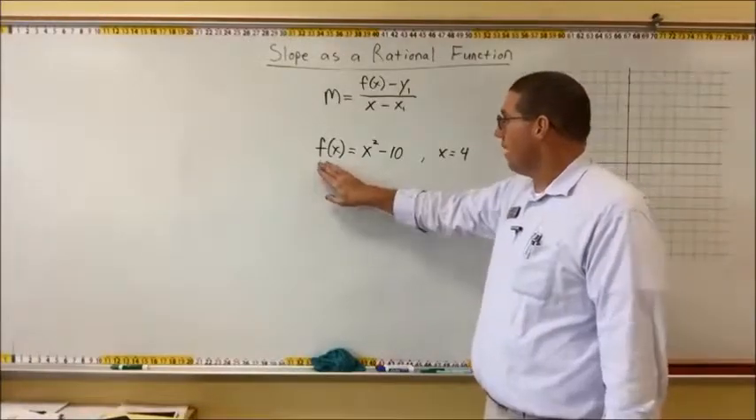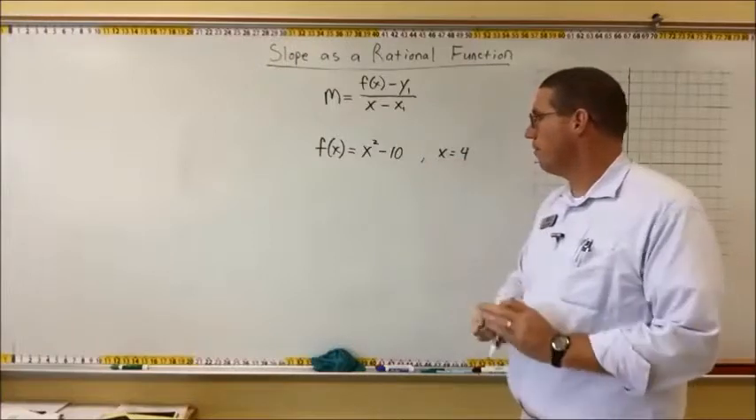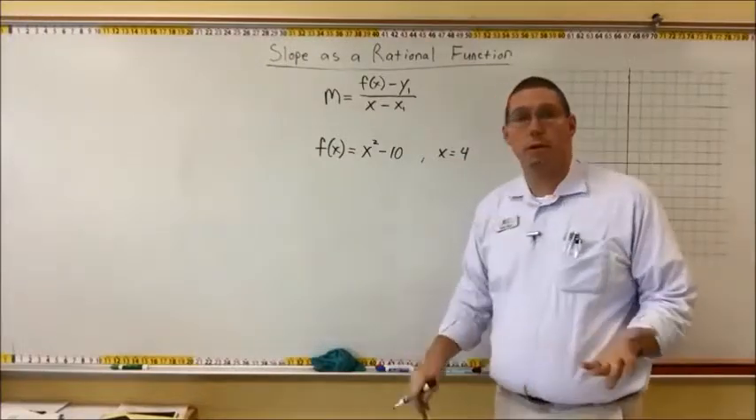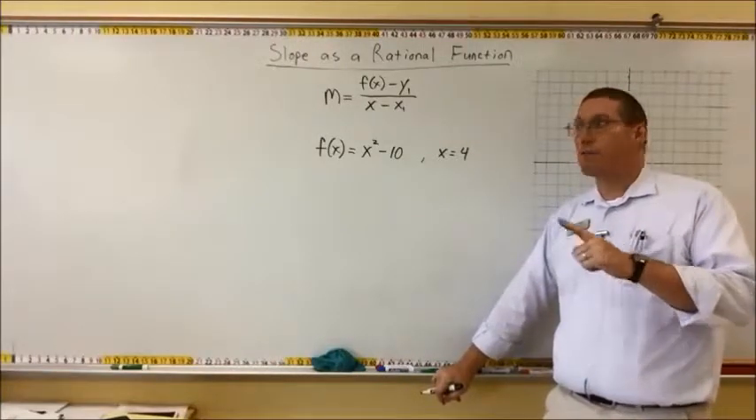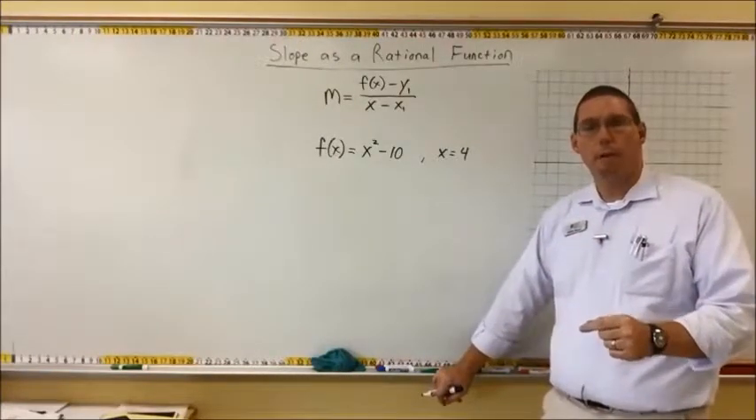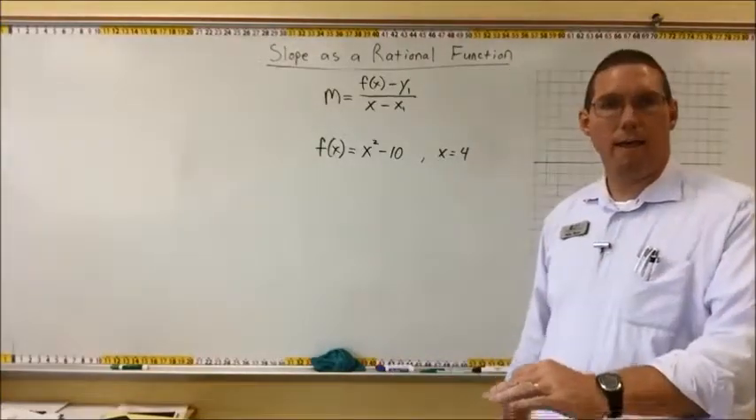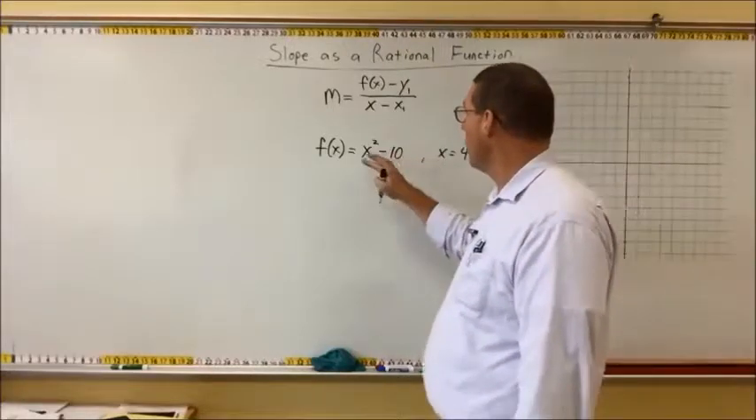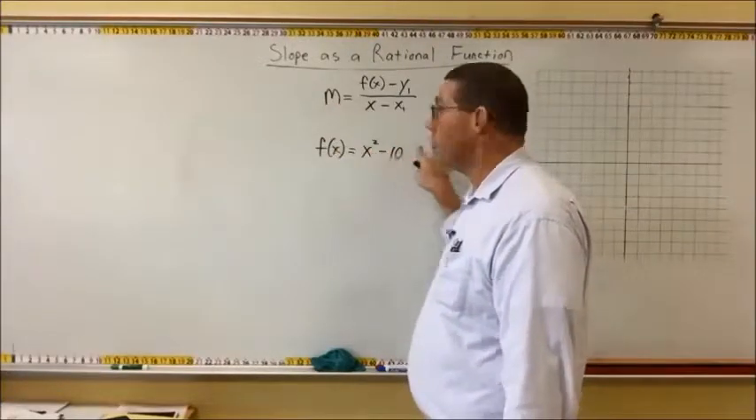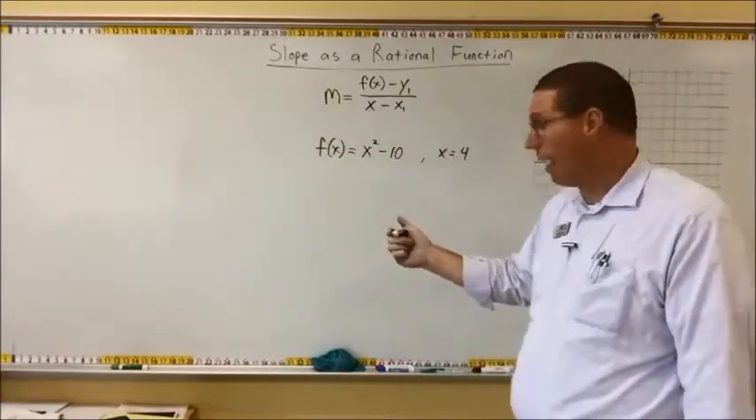So I've given you f of x here. We've got a function x squared minus 10 when x is equal to 4. And what I want you to do here is not only identify slope as a rational function, but go one more step and simplify that function. And here's what I mean by that. We're going to do what we did in the last video. We're going to represent slope as a rational function.